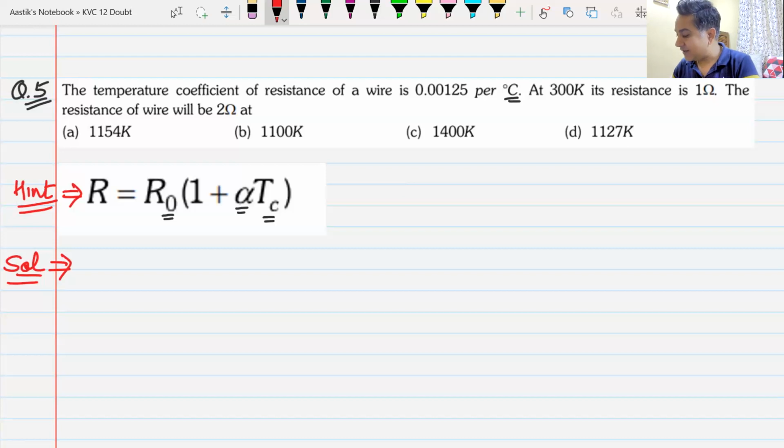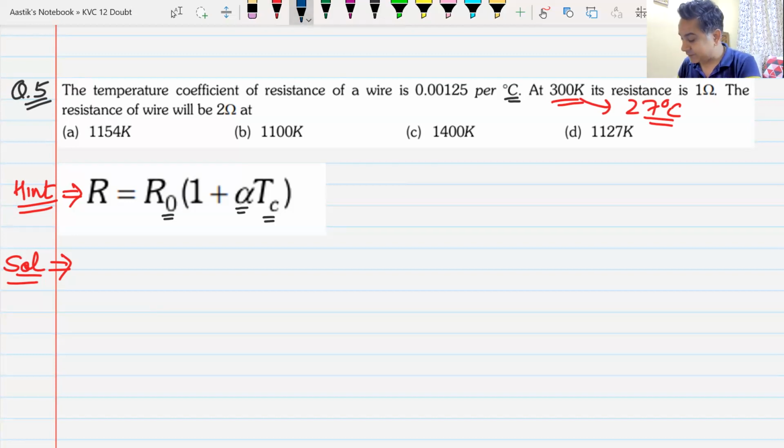Remember, this formula is for degree Celsius and this one is given in Kelvin. Remember that. Now, what is 300 Kelvin? 300 Kelvin, my dear friends, on the degree Celsius scale, and that is why this question was given, is 27 degrees Celsius. Do we all understand this? Yes or no?